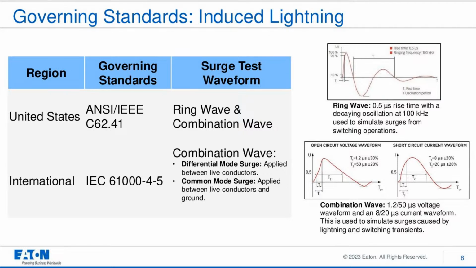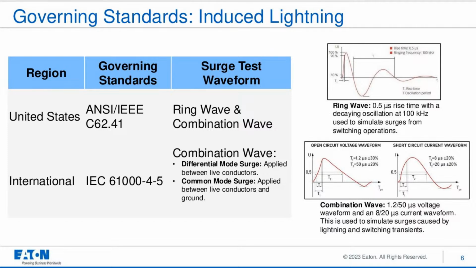Both standards define a combination wave consisting of an open circuit voltage waveform and a short circuit current waveform. The open circuit voltage waveform is a 1.2 microsecond rise time by a 50 microsecond fall time, and the short circuit current waveform is an 8 microsecond rise time by a 20 microsecond fall time. This combination wave is the most commonly used and referred to in the industry.